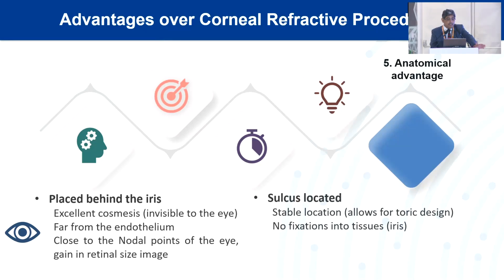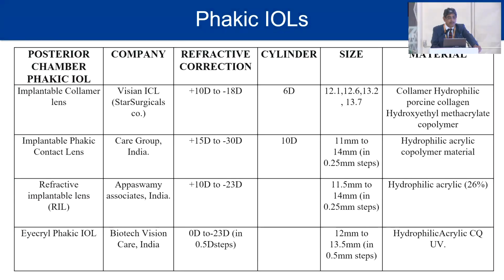It is far from the endothelium, so the chances of damage to the endothelium are not there, and it is close to the nodal point of the eye. So there is a gain in the retinal image size. We have seen that in most of our patients there is improvement in vision and Snellen's chart vision, and it is located in the sulcus, which has a stable location, and therefore we can do toric correction also, and there is no fixation to the iris tissue.